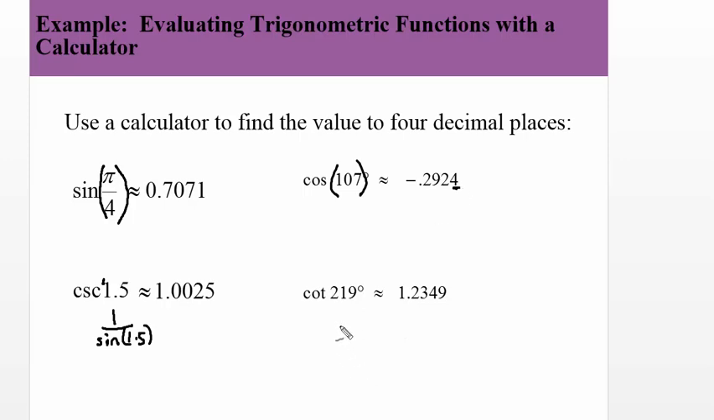Oh, my calculator doesn't have a cotangent key. What do I do? You have to know your rules, ladies and gentlemen. The cotangent is the reciprocal of the tangent. Here's what you got to put in degree mode: 1 divided by the tangent of that will give you 1.2349. So this concludes video number 2, college trigonometry.